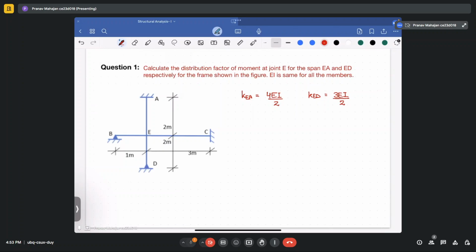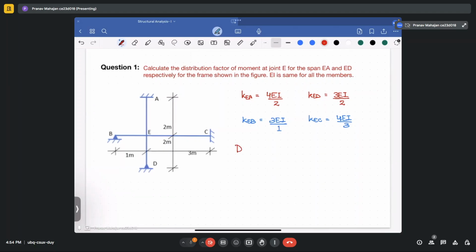Okay. So these two we have calculated, but in this span we are also required to calculate others. Then only we can calculate the distribution factors, because without calculating the absolute stiffness for span EB and EC, we can't calculate the distribution factors. So KEB will be equal to 3EI upon 1 because here the length is 1, and KEC will be equal to 4EI upon 3. Okay, now we can calculate the distribution factors.